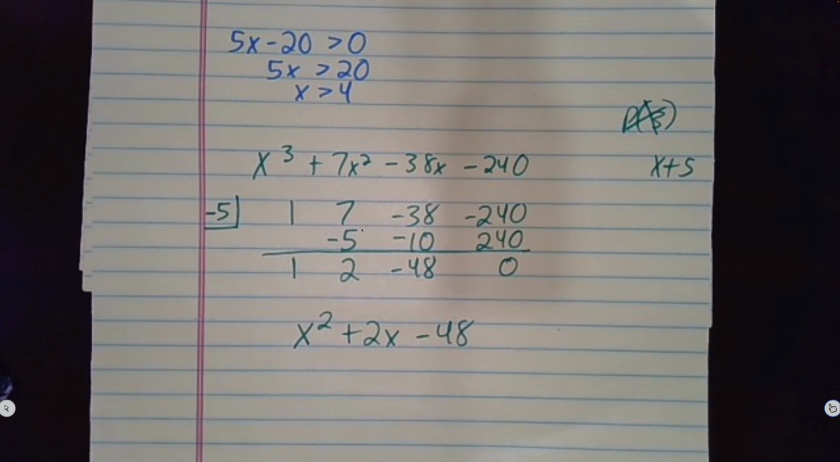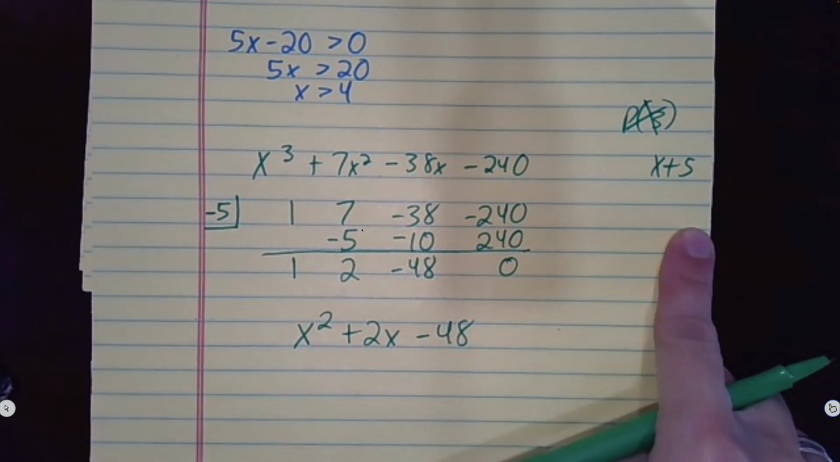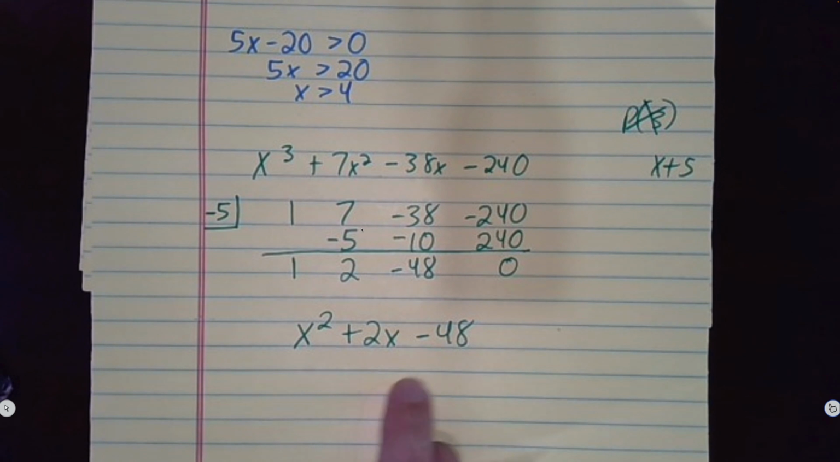What would I do to find my length and my width? If this is my height or whatever, how would I make this into two things to find my length and my width? Very good. Factor it.